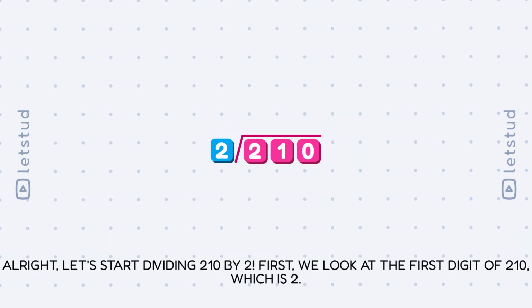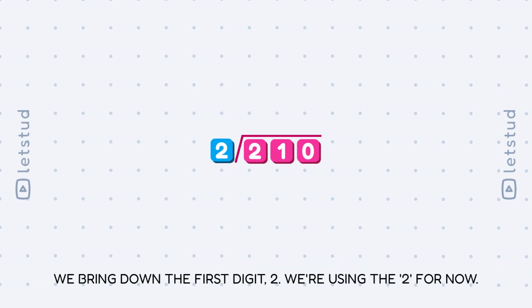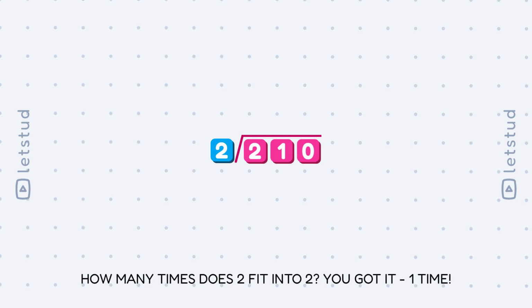Alright, let's start dividing 210 by 2. First, we look at the first digit of 210, which is 2. We bring down the first digit 2, we're using the 2 for now. How many times does 2 fit into 2? You got it, one time.